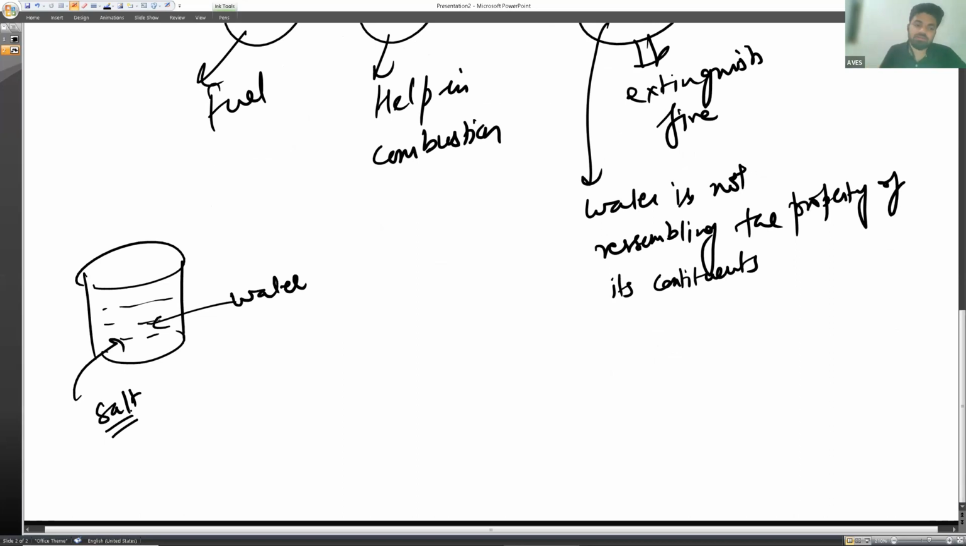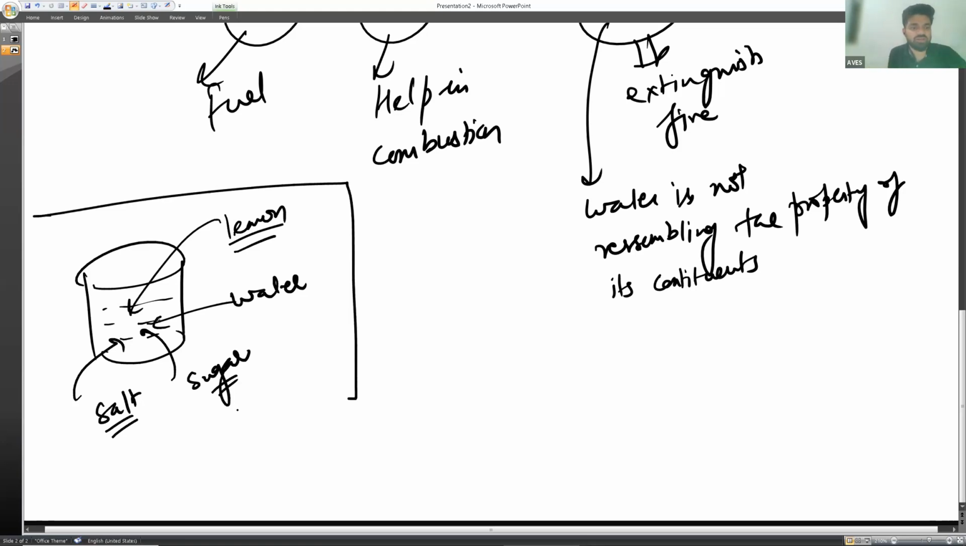Yes, sir. Then you add some sugar to it. Will it be salty as well as sugary or sweet? Okay, and then you add lemon to it. So you will check that this is a lemonade and it has the taste of all: water, sugar, salt, and lemon. It is going to have the taste of all the substances from which it is made up. So the constituents are showing their property. So it will be considered as physical change.